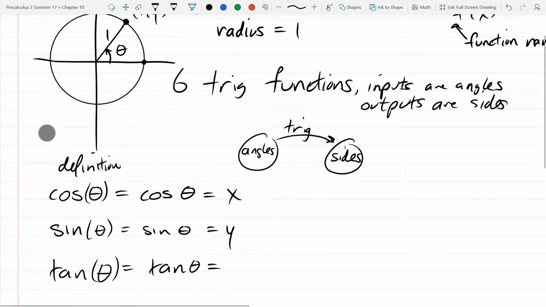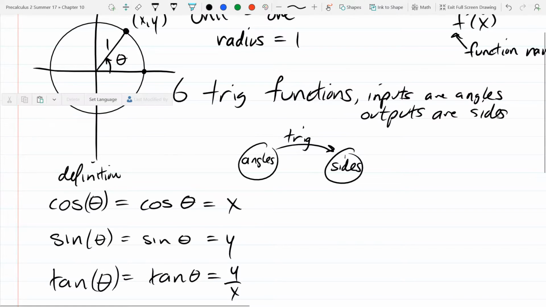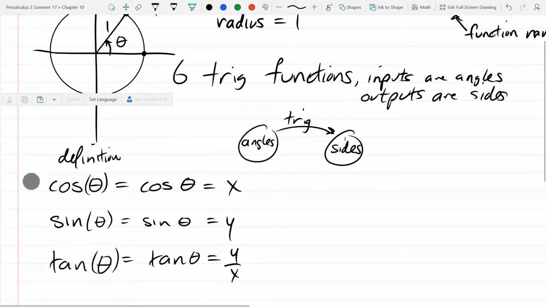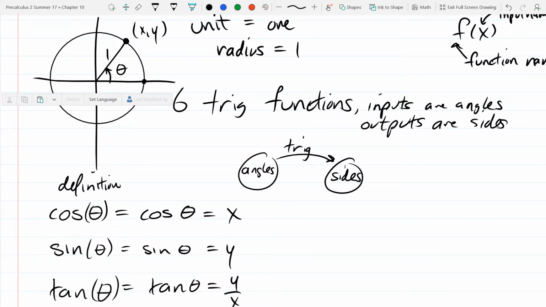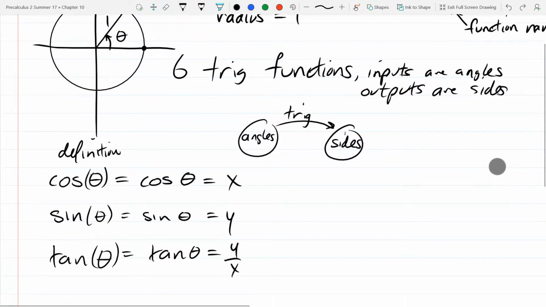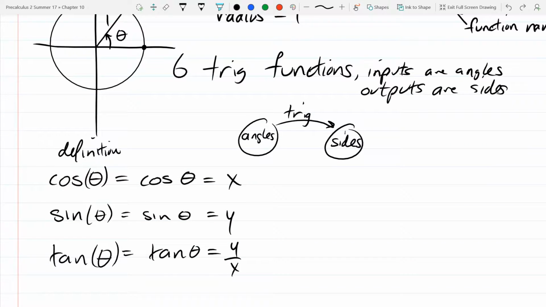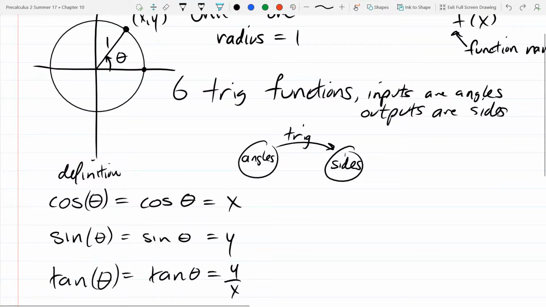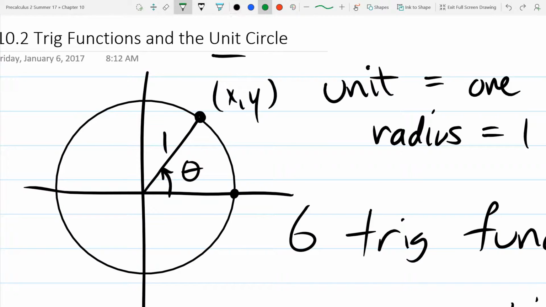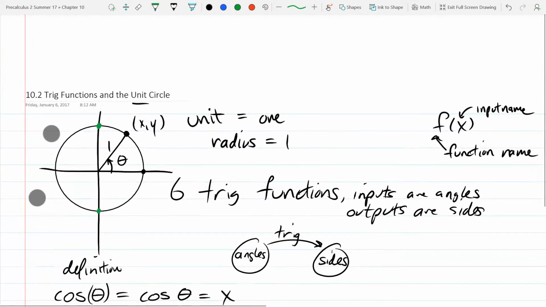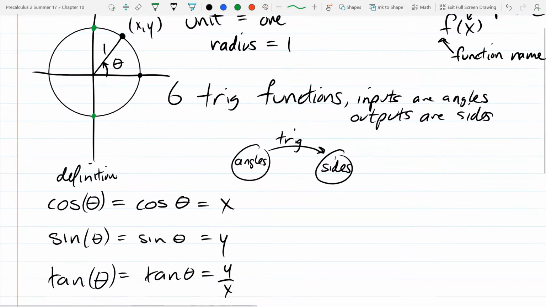And tan theta is a little bit more tricky. It's y over x. So you're going to see the rest of the trig functions are all fractions as well. But the tangent of theta is the side y divided by the side x. Anytime you're going to divide, you want to make sure that x is not going to be 0. So when is x going to be 0? Just look in here. X is 0 right there and right there. So we're going to see that those are bad angles for the tangent function.